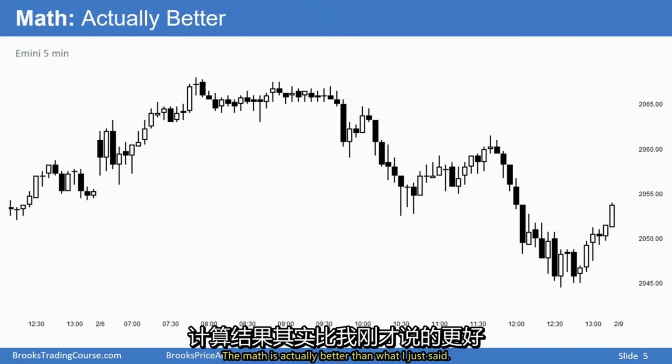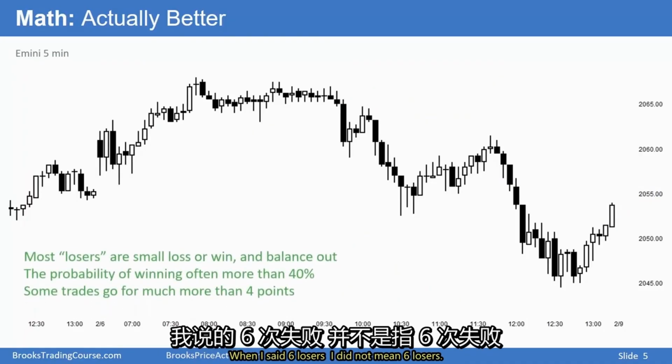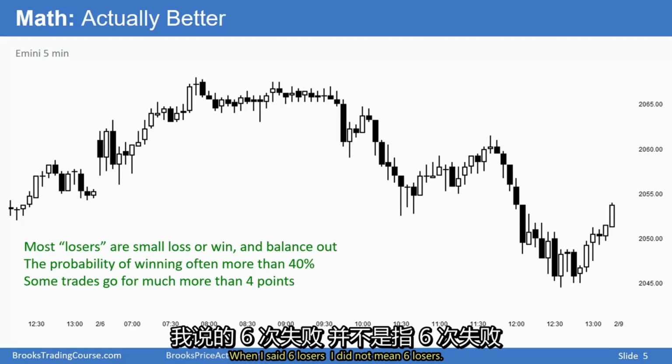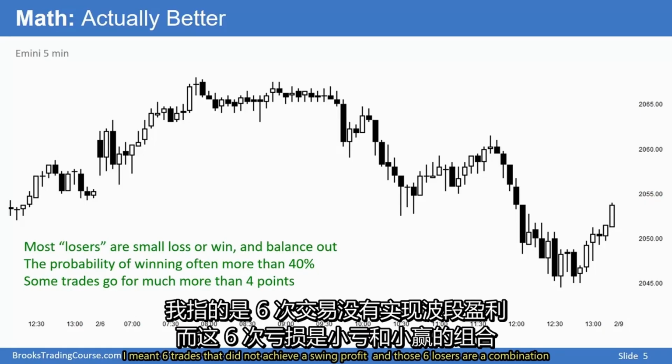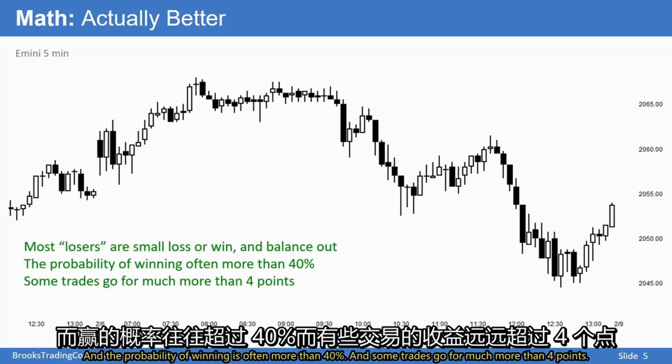The math is actually better than what I just said. Here's the E-mini. When I said 6 losers, I did not mean 6 losers. I meant 6 trades that did not achieve a swing profit. And those 6 are a combination of small losses and small wins that balance each other out. And the probability of winning is often more than 40%, and some trades go for much more than 4 points.